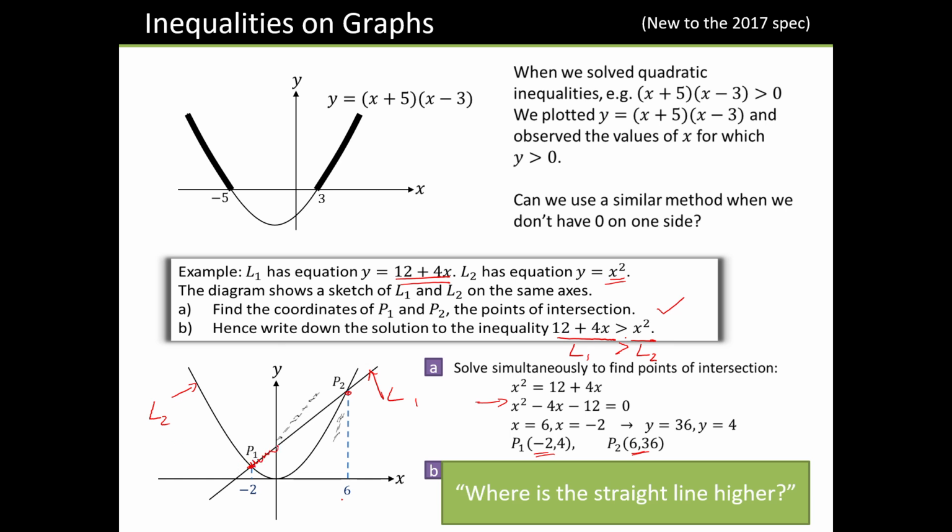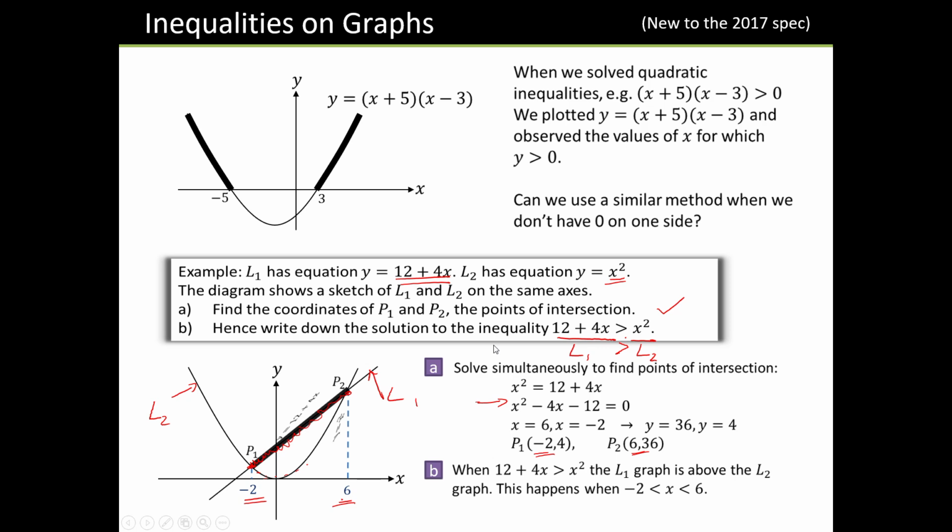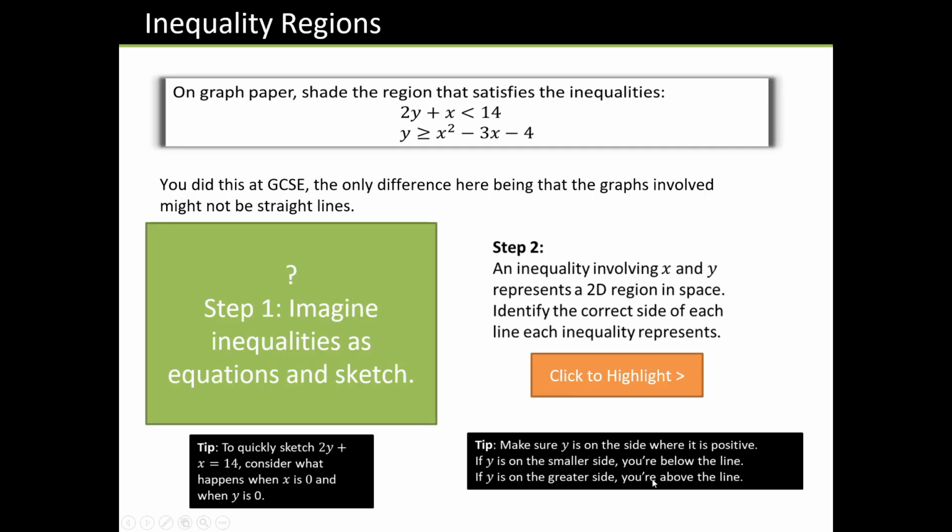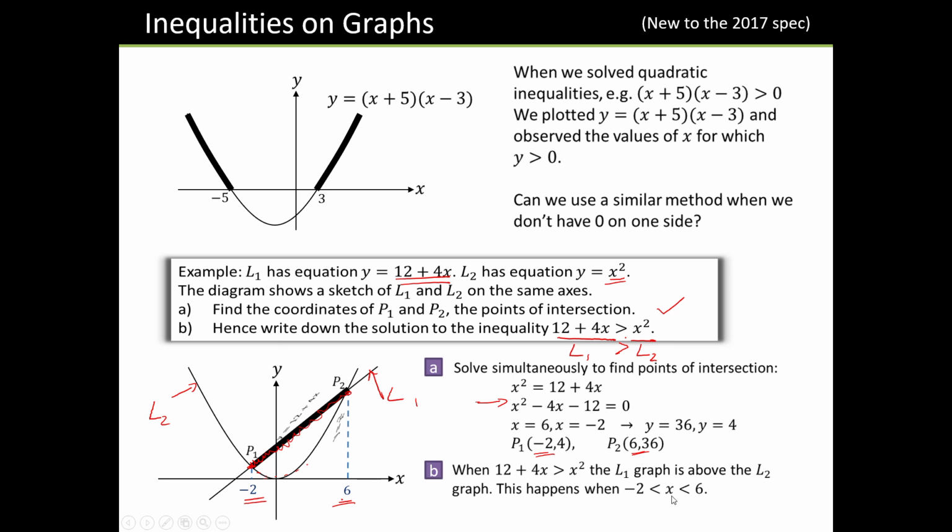Well, it's all of this section here, right? Because the other one's down here. But how do we answer it? We answer it in terms of x, again, is the key part. So between minus 2 and 6, that's when the straight line is higher up. Okay, and that really is the whole thing for that. That's all we need to do. So it's just between minus 2 and 6.